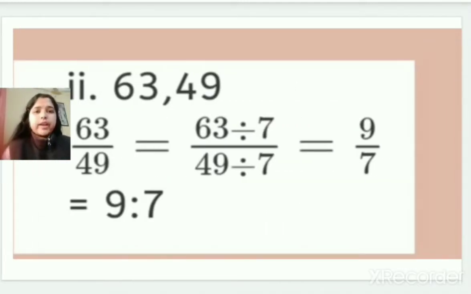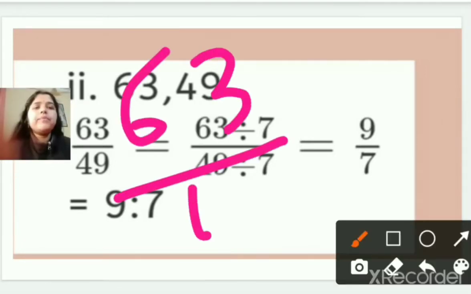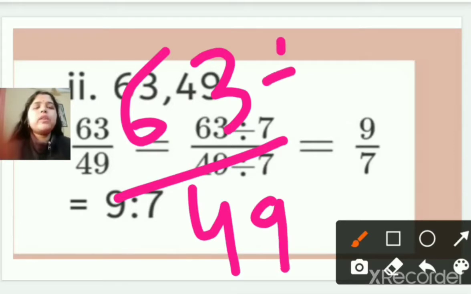Yes, the second pair of numbers is 63 and 49, right? So we will find the ratio for both numbers. We will take 63 by 49. You can divide both of the numbers by 7.